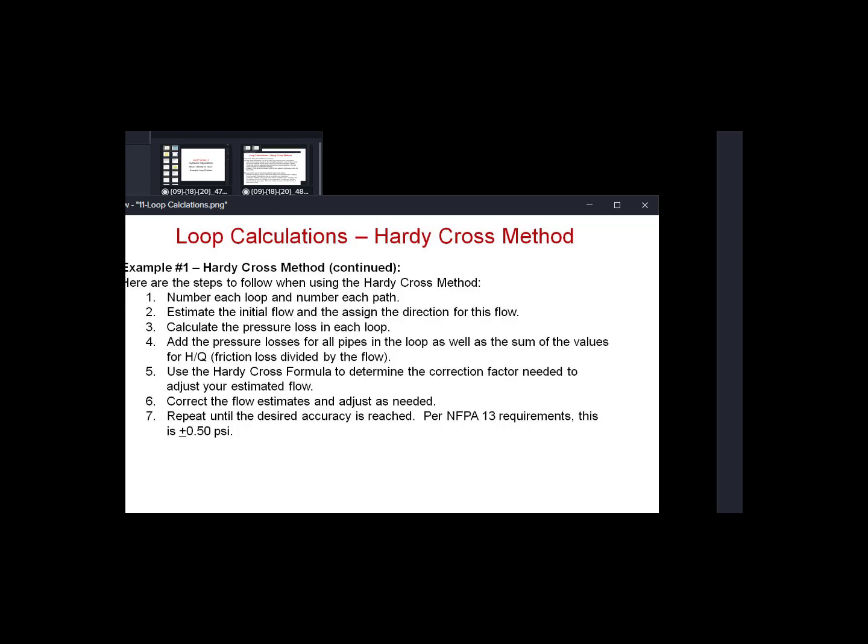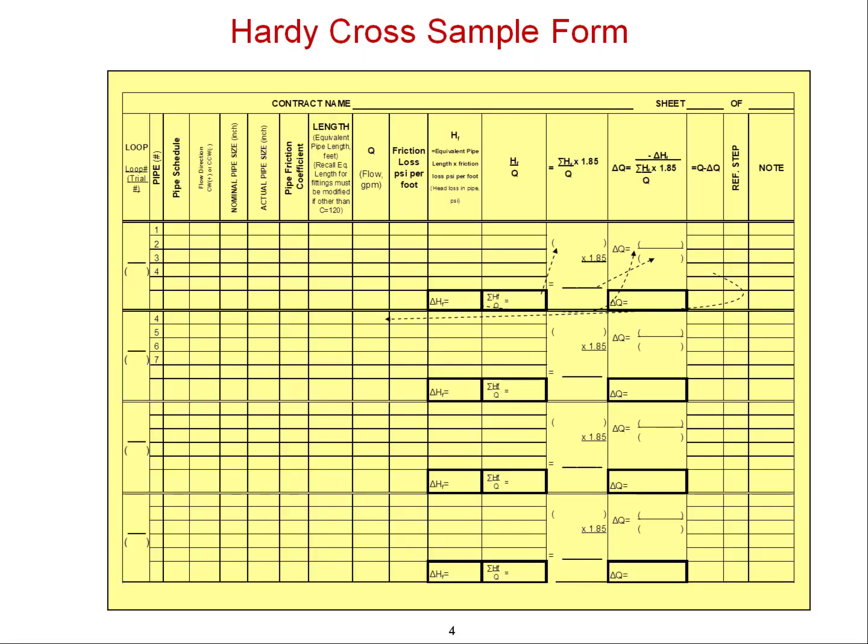Per NFPA 13 requirements, this is plus or minus 1/2 of a psi. The best way to understand this process is to work an example. We will work the same example problem used for the formula and hydraulic calculations form examples previously shown. A sample worksheet is provided to keep track of your calculations as shown on the following slides. We will be using a copy of this sample worksheet.